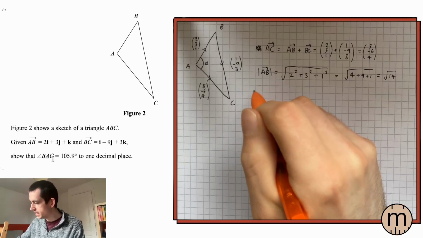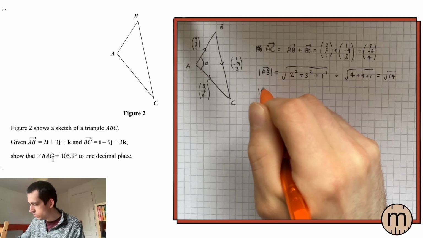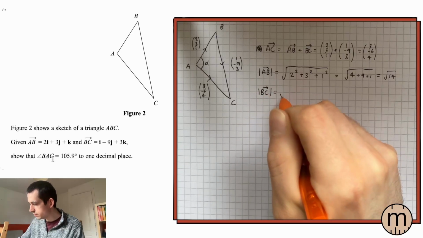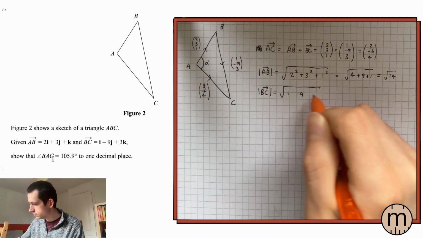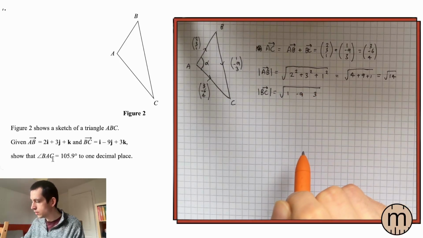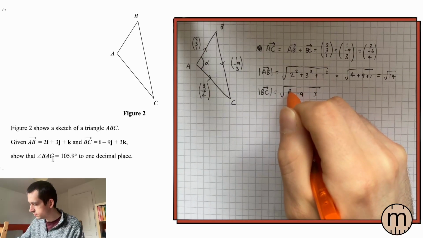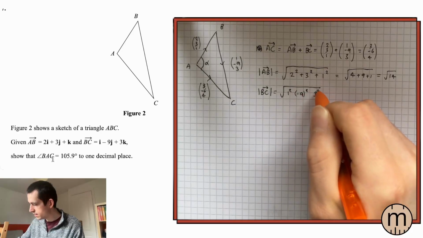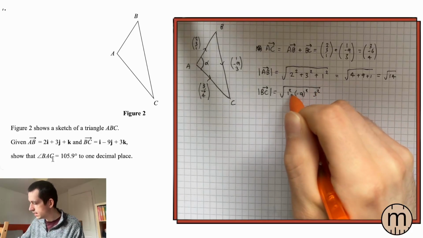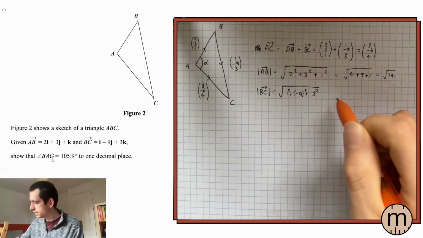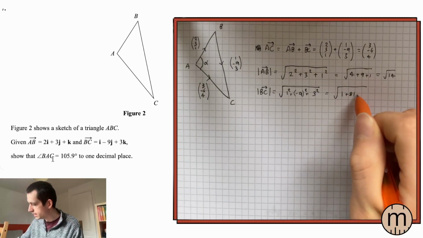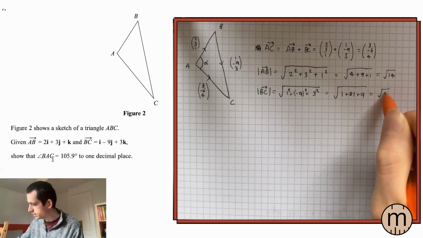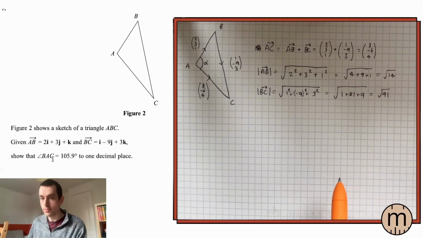Let's do a similar thing for BC. What's the magnitude of BC? Well, it's going to be the square root of the components squared and added, which will be 1 plus 81 plus 9, or root 91.